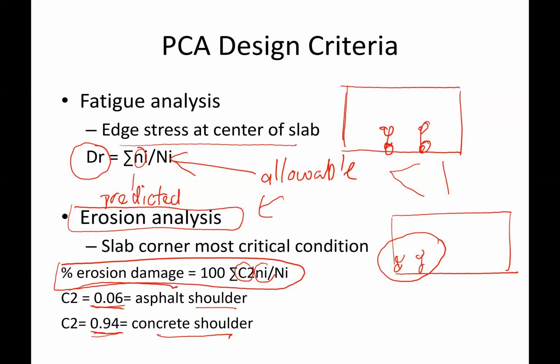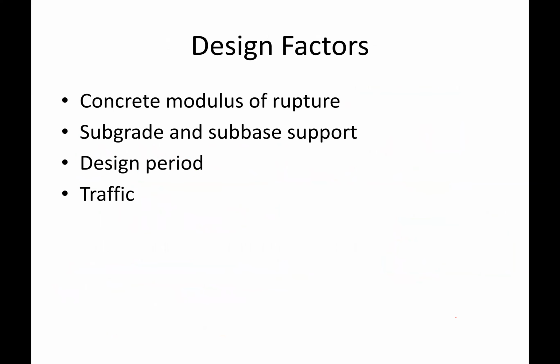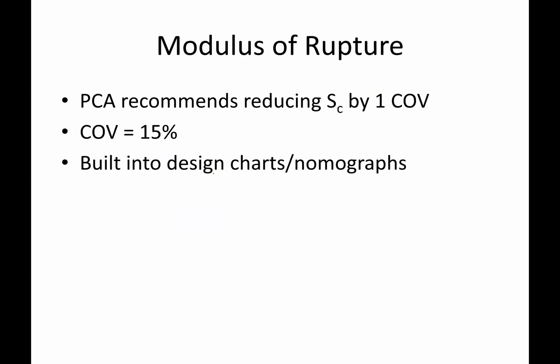The same thing, Ni is the predicted divided by allowable. And this also cannot be more than 100. It should be less than 100, less than 1. Right. So now, the design factors are quite similar to what has been discussed. You need to know the modulus of rupture of your concrete mix. Then you need to know the subgrade and subbase support, the design period, and also the traffic. Traffic is the same as the ESL.